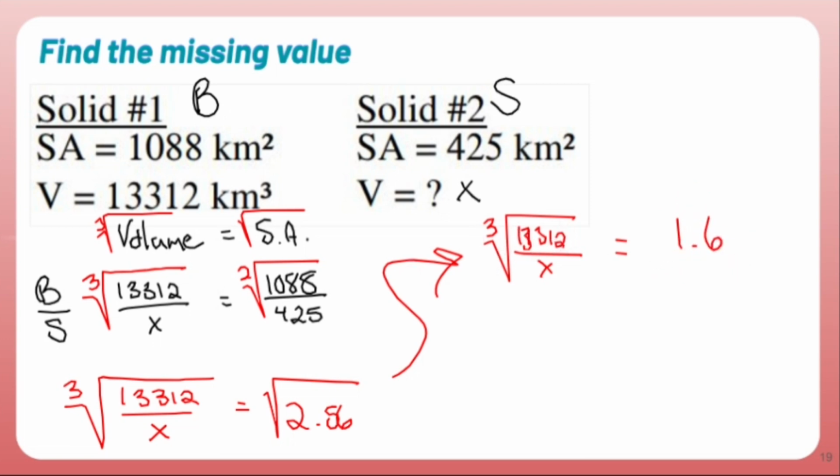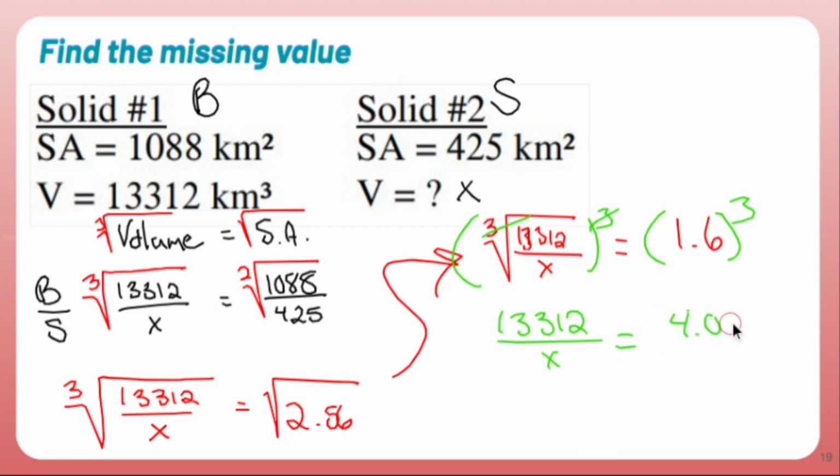Now this cube root's just in the way. How do I get rid of a cube root? Cube everything. Mark cubing. That cancels things out. Cancel, cancel. Now I have 13,312 over X is going to equal 1.6 cubed, which is 4.096. Why did you write that all the way up there? So I can put it over 1 and make it a ratio, and now I can do crisscross applesauce. So I am going to do crisscross applesauce.